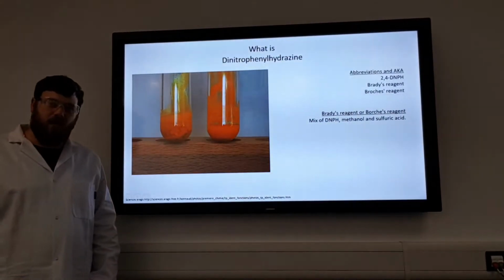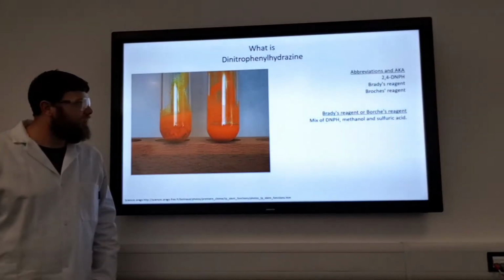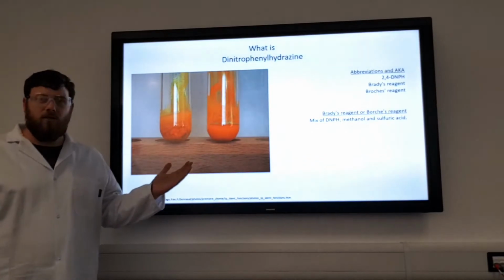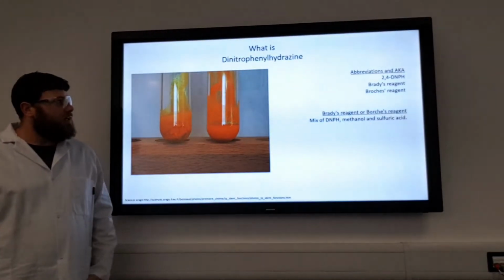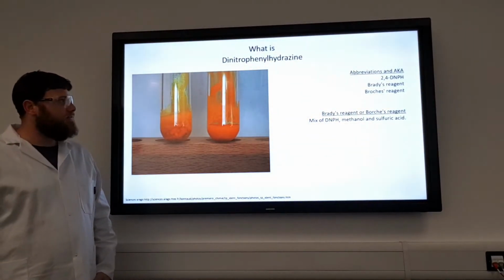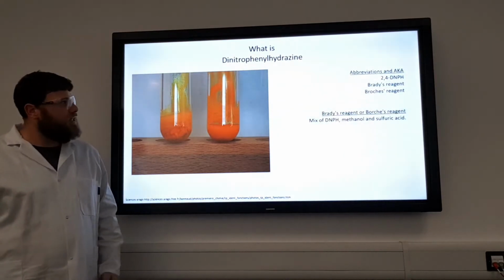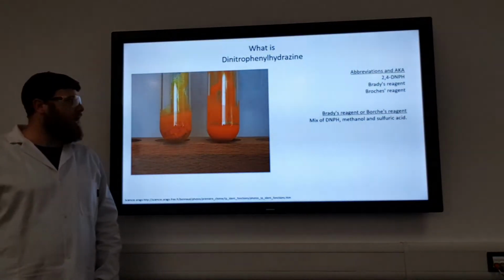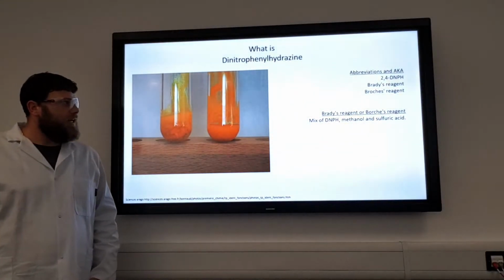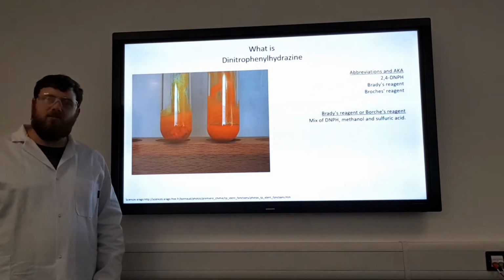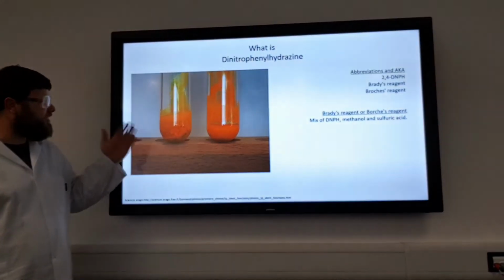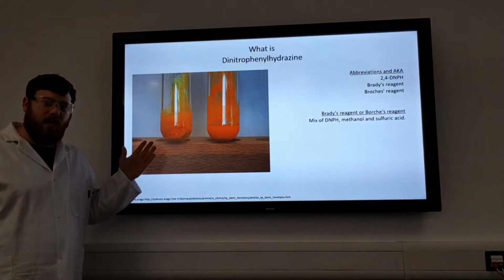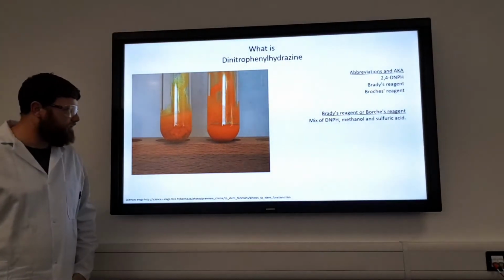What is dinitrophenylhydrazine? Well, first of all, it is difficult for me to say, so we're going to introduce you to the abbreviations. The main abbreviation used for dinitrophenylhydrazine is DNPH, or 2,4-DNPH. It is mainly used in Brady's reagent. And here you can see the precipitate formed when Brady's reagent is used to detect aldehydes and ketones.